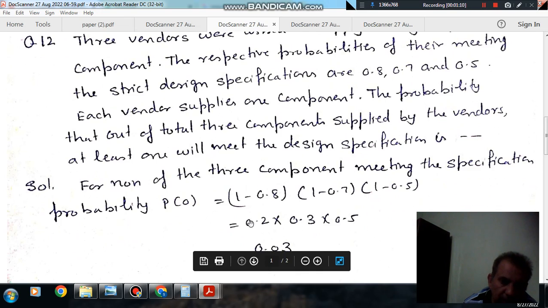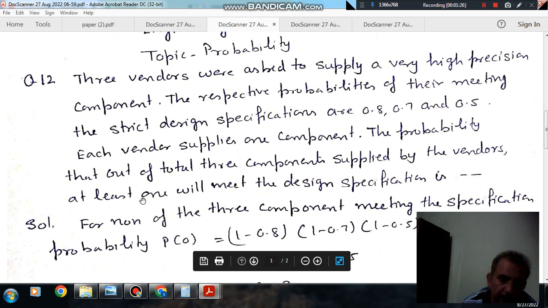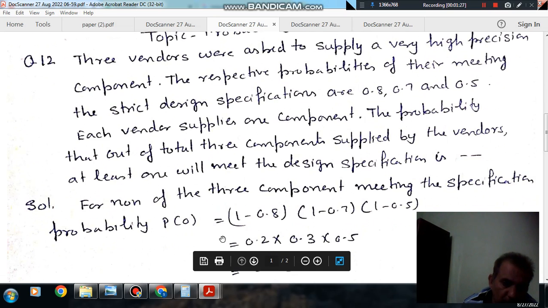Okay. So none of the three components meeting the specification is 1 minus 0.8 multiplied by 1 minus 0.7 and 1 minus 0.5. So that will be 0.03. So that is the probability of not meeting the specification of the components supplied by the three vendors.